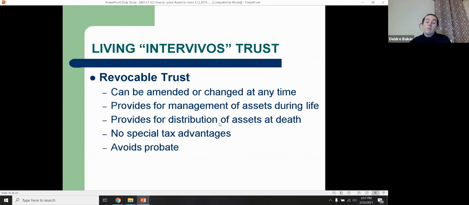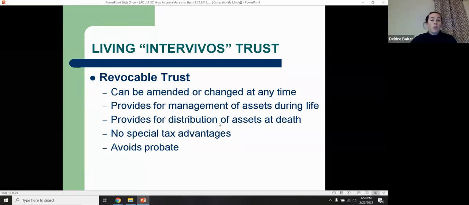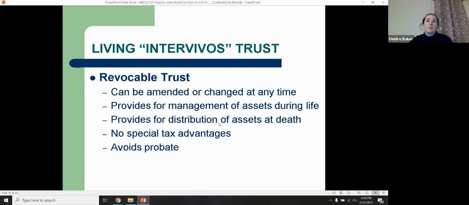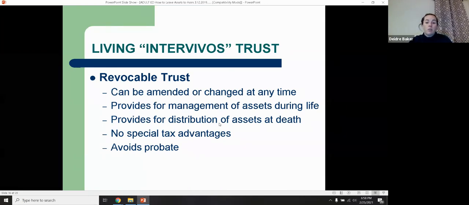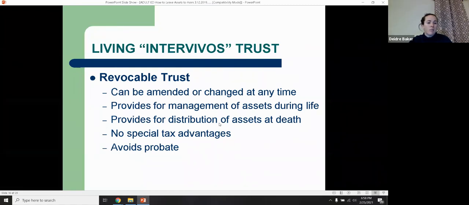So if you have an estranged family member, or some family complication, or something that would otherwise make administering your estate a bit more challenging, a revocable trust may be something that you want to consider, for the reasons that I just laid out.